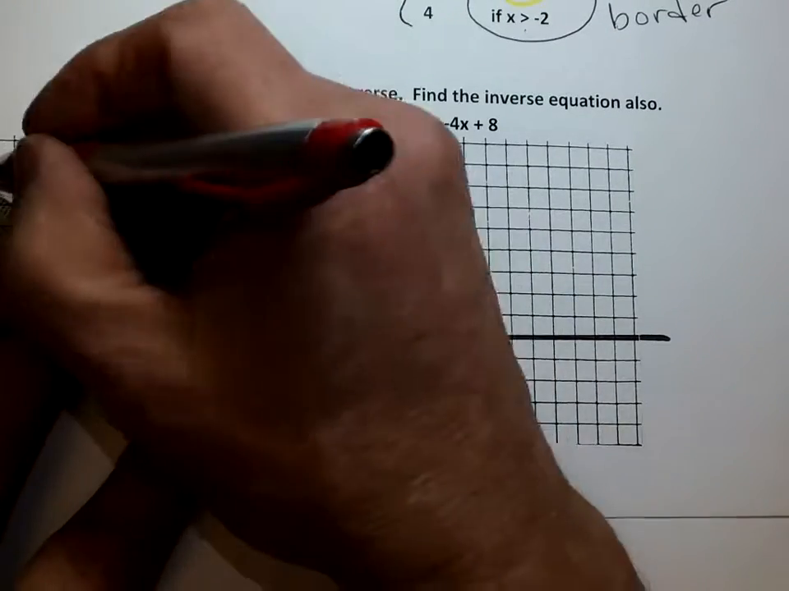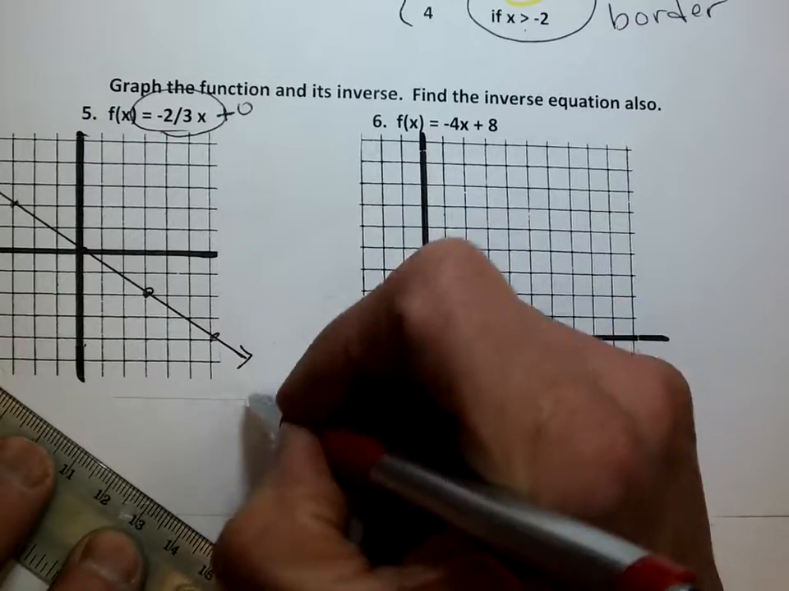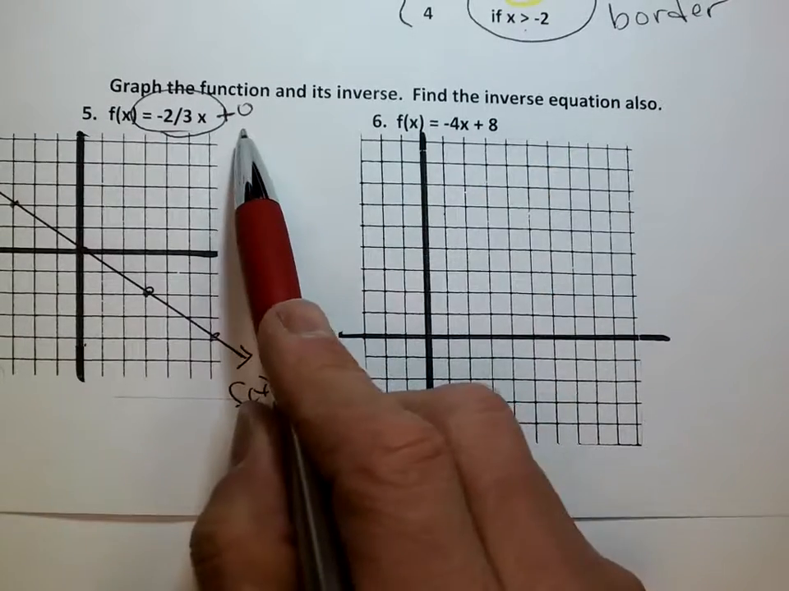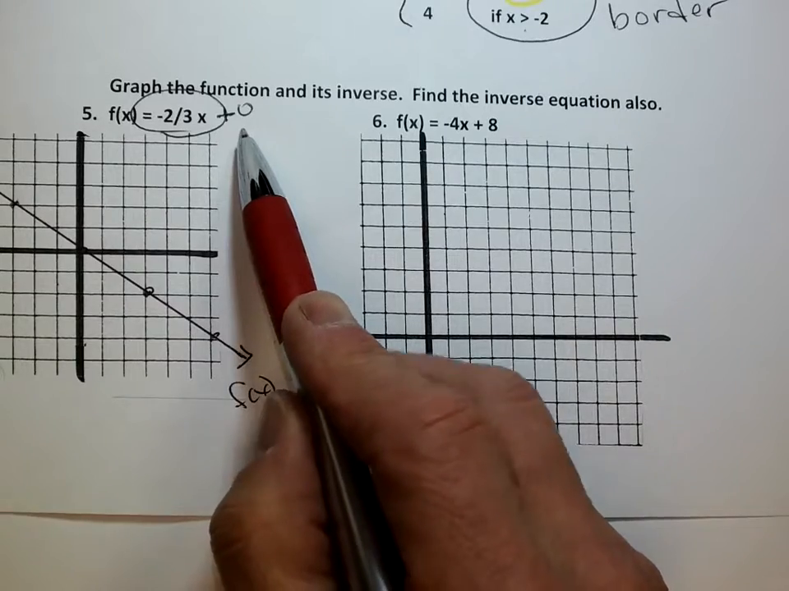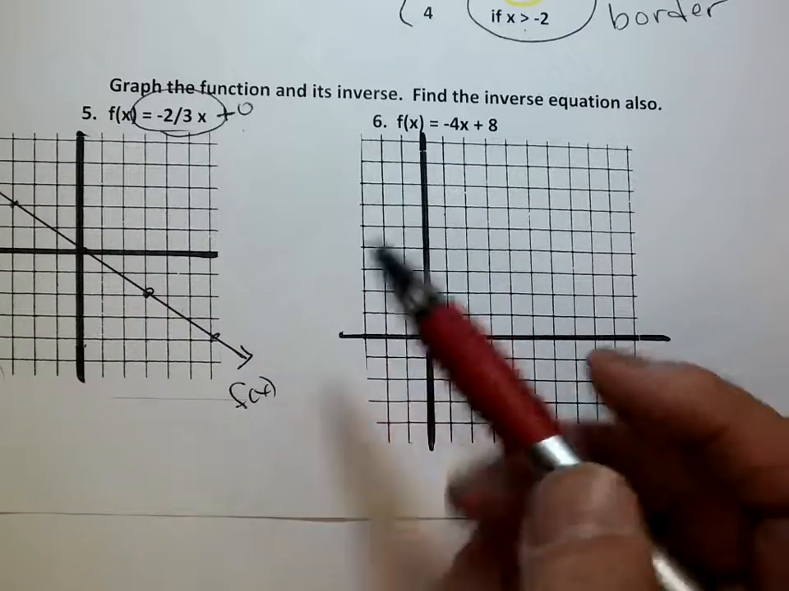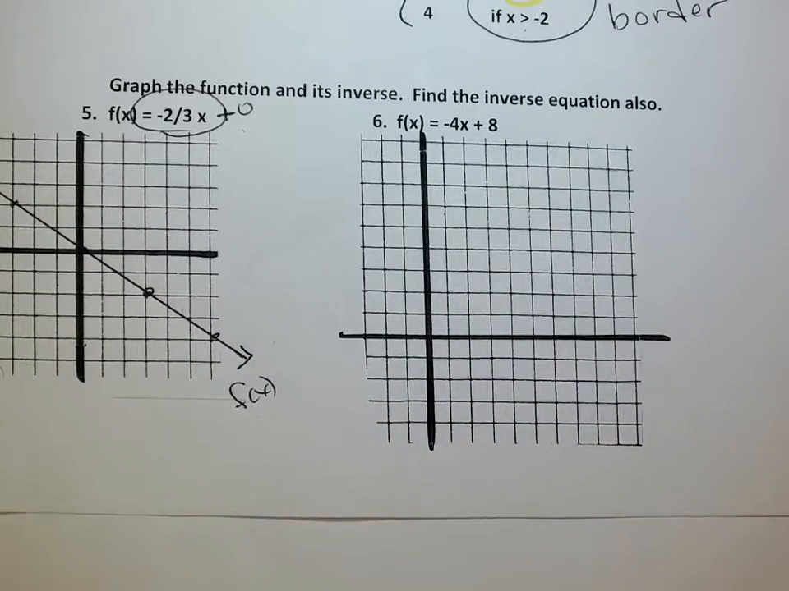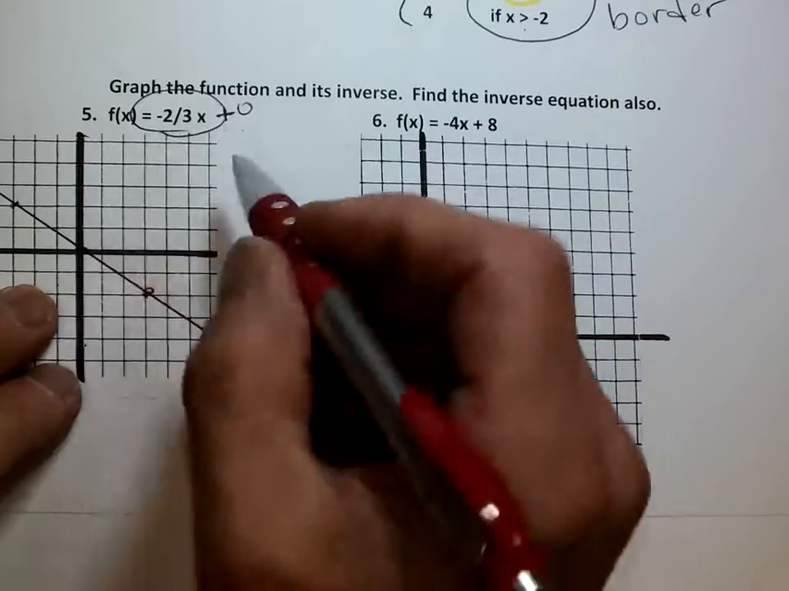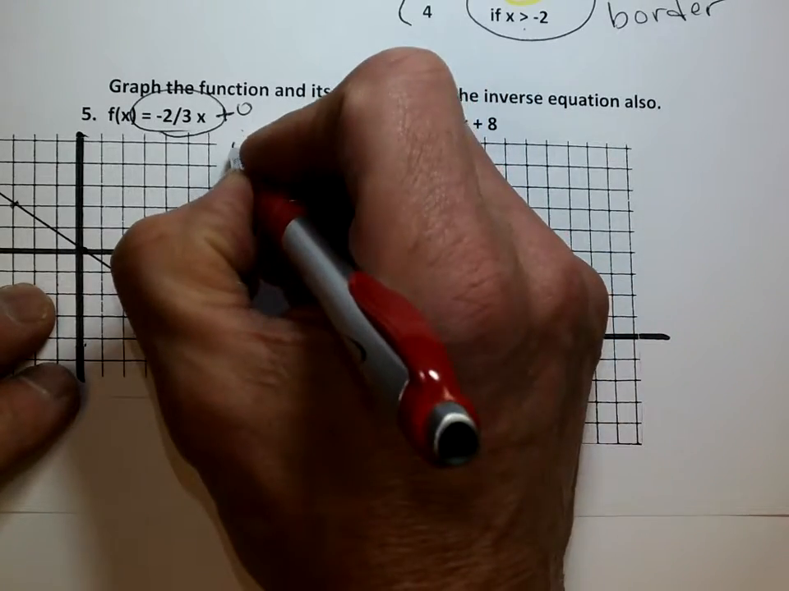And there's my first graph. That's f of x. Okay, just start at 0, the 0 I drew in, right? But start at 0 and then go down 2 over 3, down 2 over 3, okay? Now the inverse. Let's figure out what the inverse is. So we're going to need an inverse equation also. So let's figure this out. So f of x and y are the same thing.